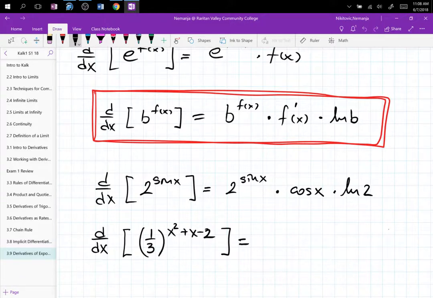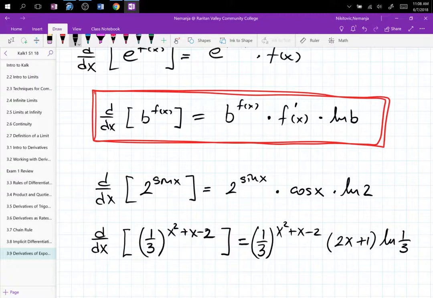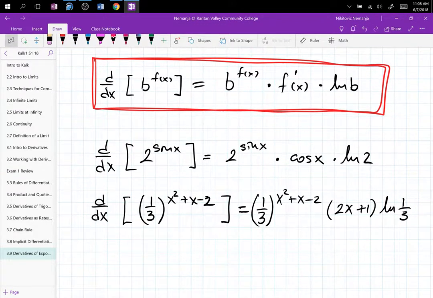All right, so b is 1/3. Now what you could do is make that a 3 and then put a minus in the exponent and change all the signs, but it will be overkill. So copy the exponential part as is, times the derivative of the exponent, which is 2x plus 1, times ln of 1/3. And that's it.